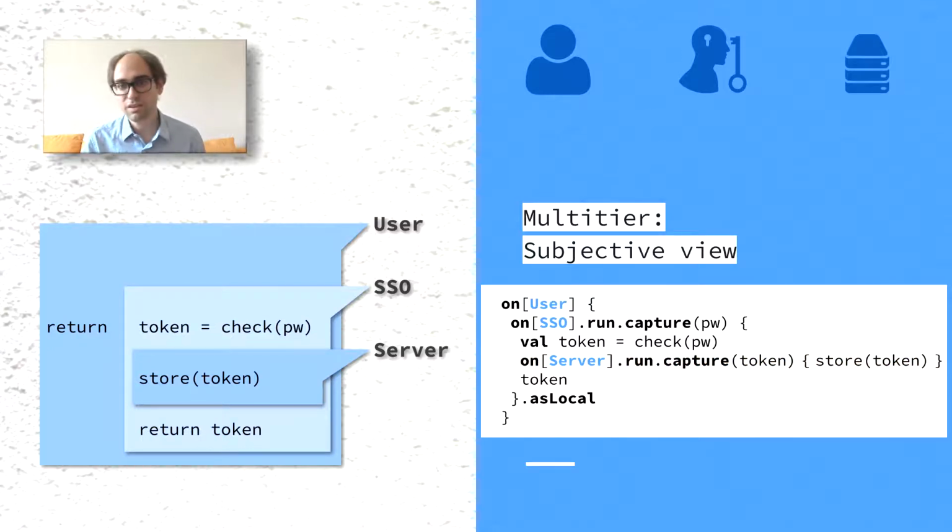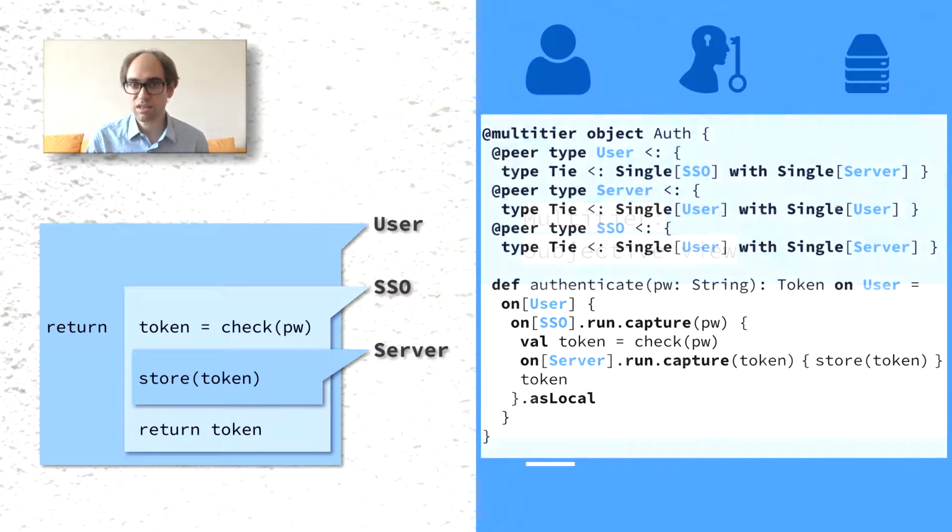So we now complete the authentication example by encapsulating the interaction protocol between the different locations in a multi-tier object. The multi-tier language might predefine a fixed distributed software architecture like a server client or a three-tier client-server database model. In Scala-Loki, however, you can specify the architecture yourself. So the language allows you to define so-called peers, which represent different locations of the distributed systems, and ties between peers, which specify the relations between components. Using this type-level specification, the compiler can statically ensure that remote access adheres to the defined architecture.